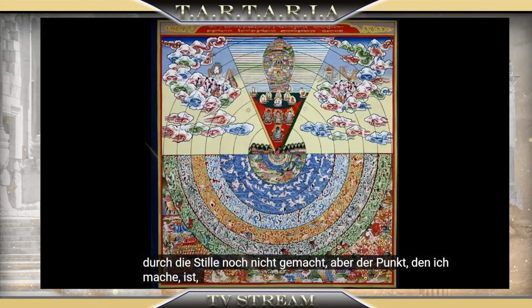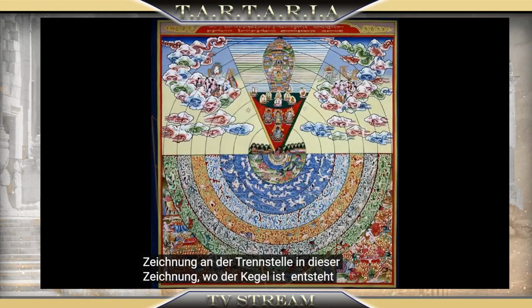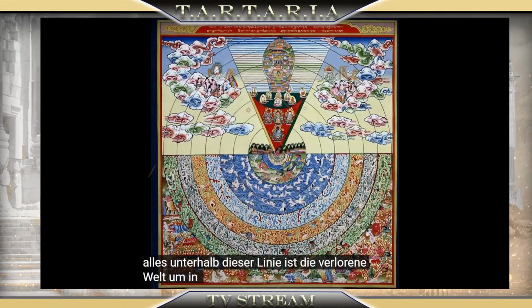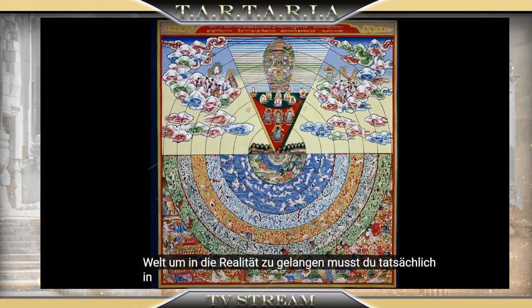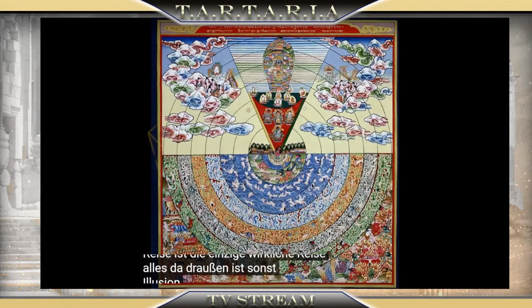But the point I'm making is that at the line in this drawing, at the division point in this drawing where the cone comes into existence, everything below that line is the lost world. To get to reality, you actually must go within. The inner space, the inner journey is the only real journey. Everything out here is otherwise illusion.